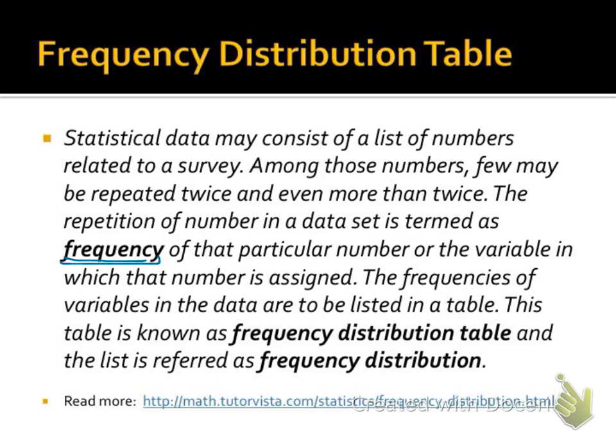Okay, so we're just keeping track of how many times different values, different answers, are going to show up. So that is the frequency of that particular number or the variable to which that number is assigned. The frequencies of variables in the data are to be listed in a table. This table is known as the frequency distribution table, and the list is referred to as the frequency distribution.